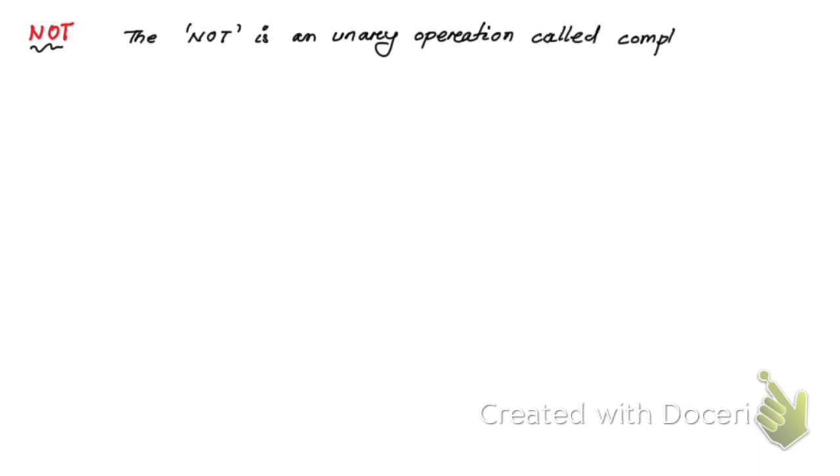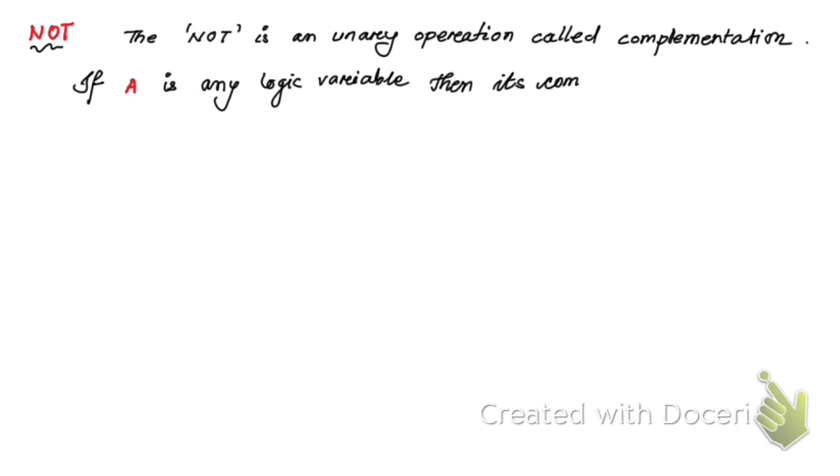So now let us discuss the NOT operation. This is a unary operation. Here we are going to deal with only one variable. So let me write the definition here, or you can say complementation. If we have a variable a, any logic variable we have considered, then its complementation, or NOT, is given by y is equal to a bar. Here this bar represents the NOT operation or complementation of a.